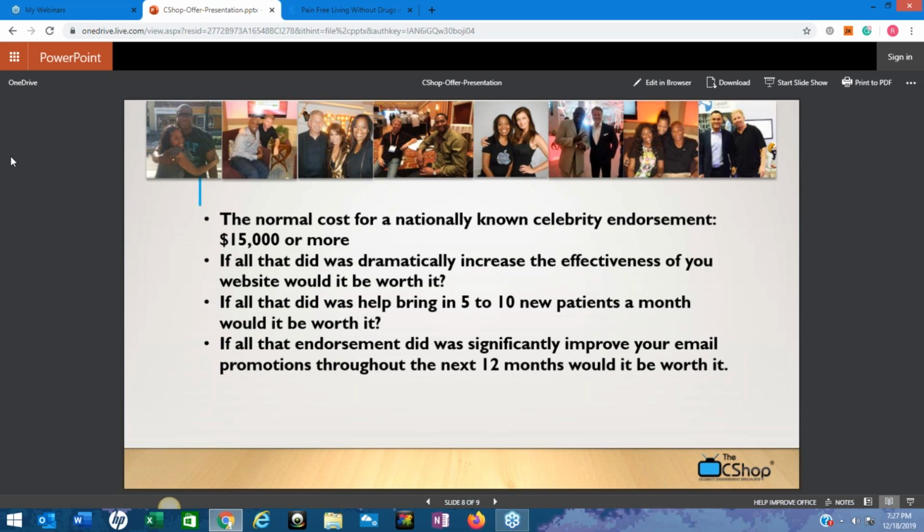Or if all that endorsement did was significantly improve your email promotions. If you're doing email, if you haven't done email, you should do email. But if it helped those email campaigns drive in dozens and dozens of new patients over a 12-month period, would that be worth it? Well, I think most of you are probably nodding yes.